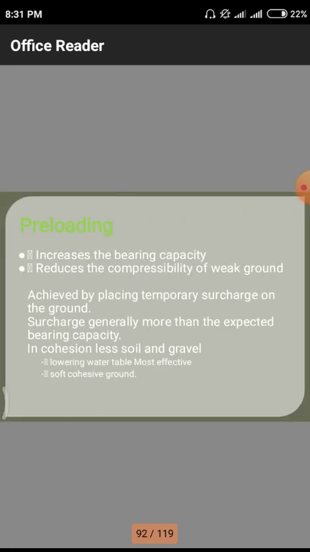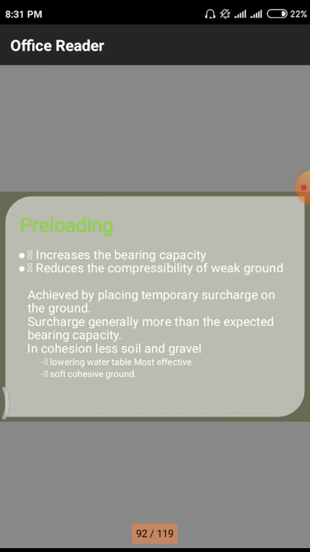Next thing is the preloading techniques. How does this preloading work, and in what cases are we employing this preloading structure? First of all, it increases the soil bearing capacity. That means soil bearing capacity is very useful for the particular structures to improve their lifespan and decrease the settlement, so the soil bearing capacity has a huge response on the structures.